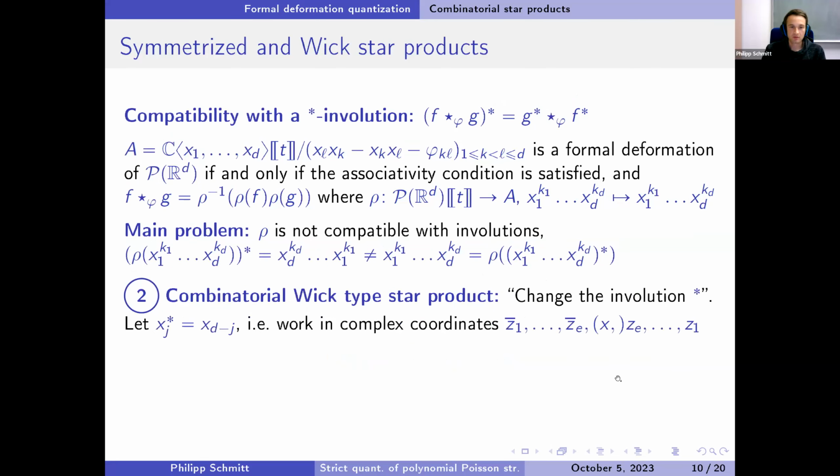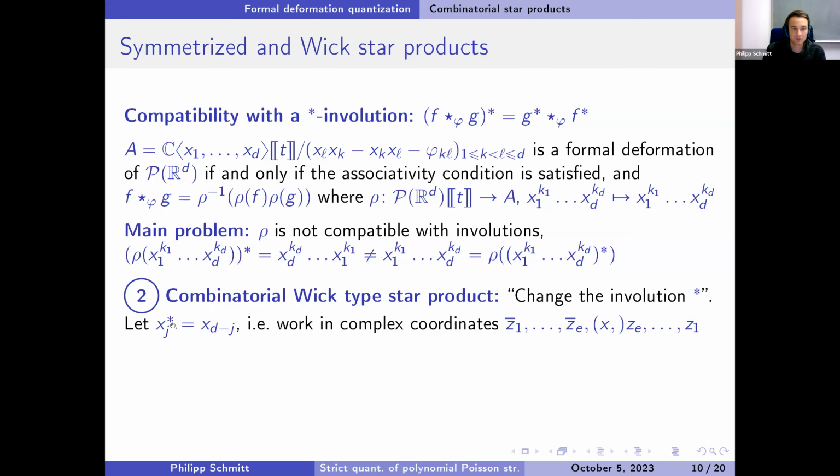And there's another way to fix this, which would be to change the involution and just say that xj star should be xd minus j. This looks very weird at first sight, but if you think of your coordinates as complex coordinates, and you put the complex conjugate of a complex coordinate first, and then last the complex coordinate without the conjugate, then you will see that having such an involution just corresponds to using these complex coordinates, and potentially, if you have an odd number, one real coordinate in between.